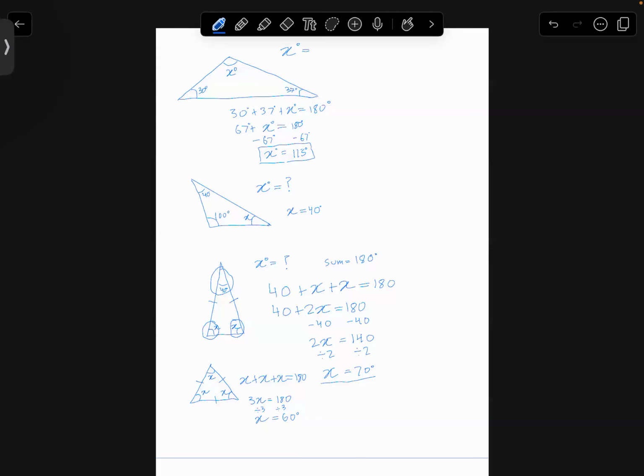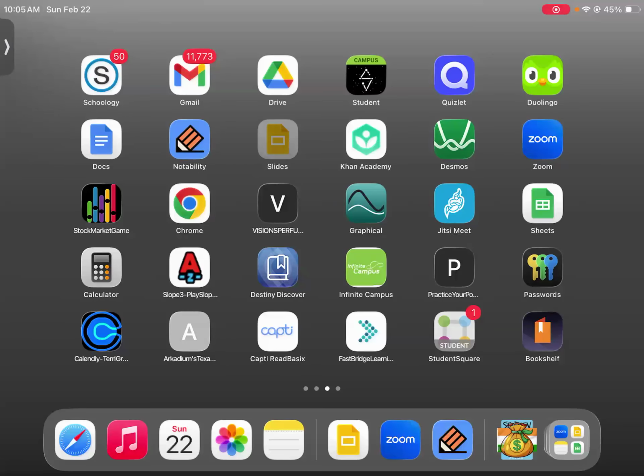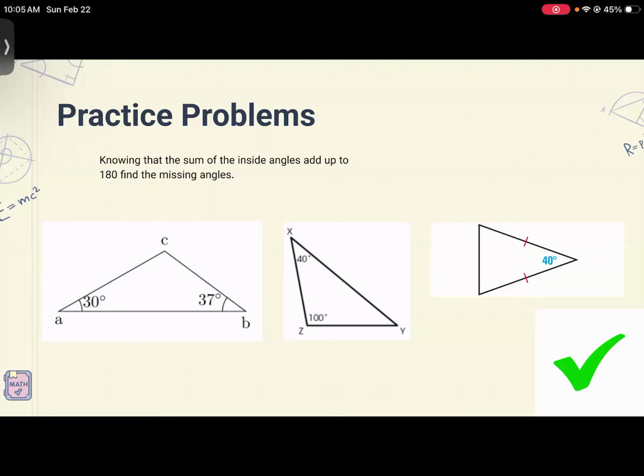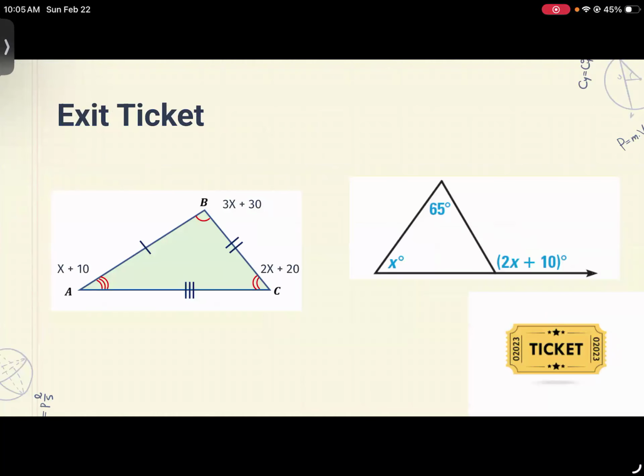All done? Okay, we are done. Now, those were the learning checks or practice problems. Now let's go to the exit ticket. So these may look difficult, but with practice, these will be just as easy as the first one. So should I go through with these questions alongside, or do people want to try it out first?